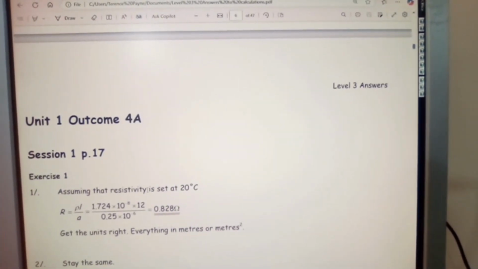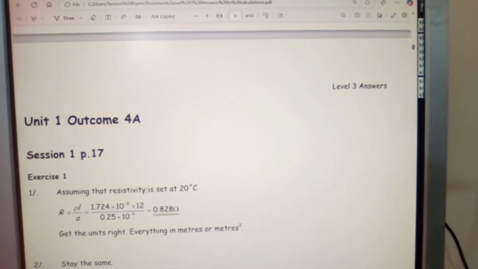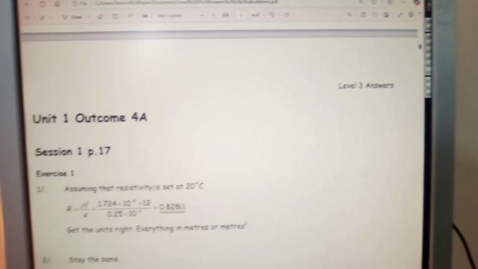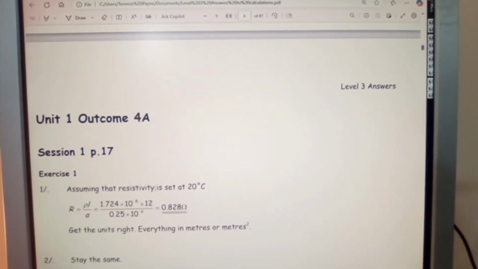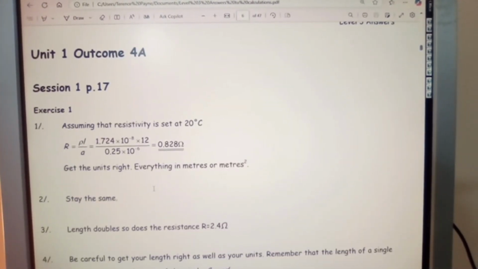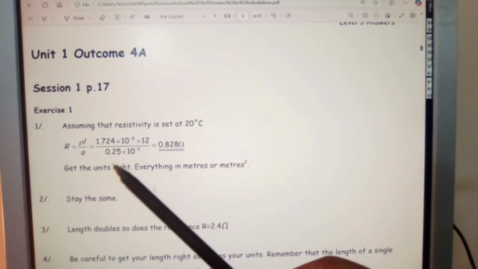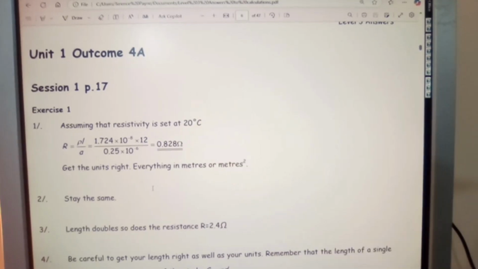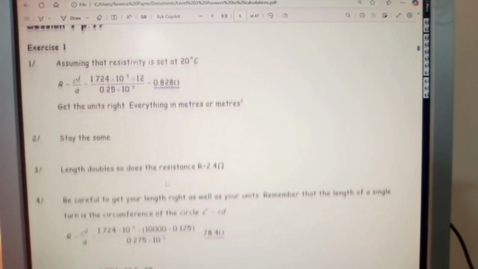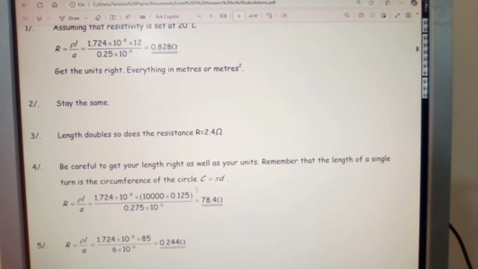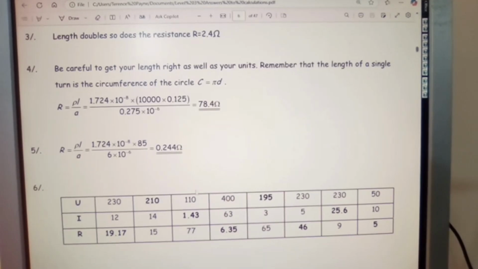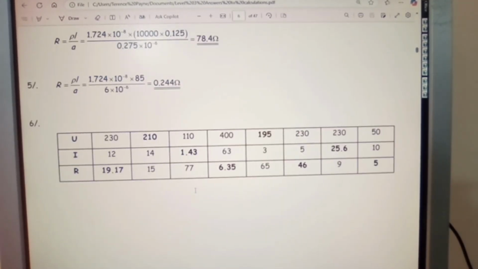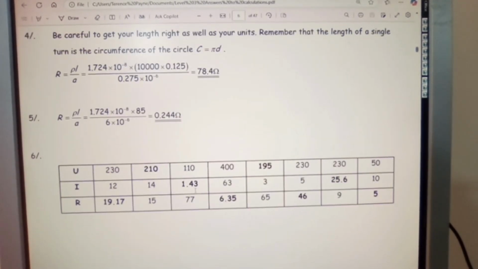Now here we have Unit 1, Outcome 4A, Session 1. What we're looking at here is the resistivity of material: R equals rho L over A. Assume that resistivity is at 20 degrees Celsius. This is not something I'm going to run through with you. You need to be doing this for yourselves. This is just to provide you with the information that you will need to get this done. Again, I won't be doing these calculations.